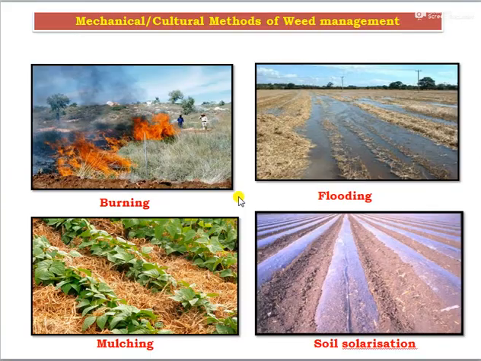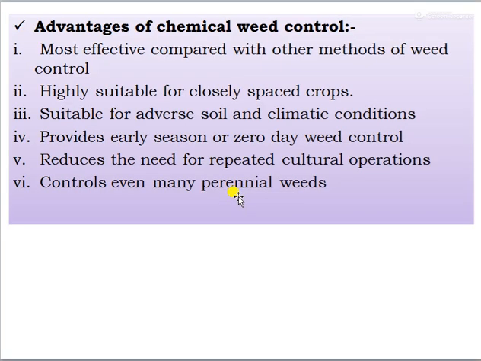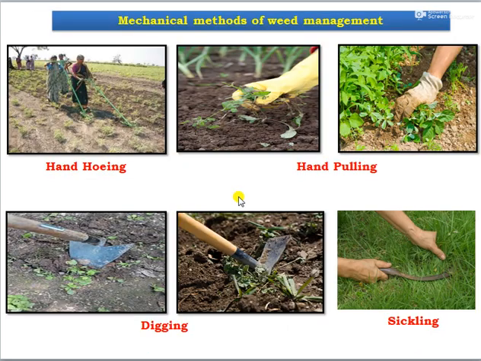We can see the next one, the mechanical methods of weed control, as we have seen in detail. You can see the photographs. That is hand hoeing in between the rows of the crops, in the standing crop. Then hand pulling, directly uprooting the weeds present in the field. Then digging with the help of a spade or kudri, and sickling with the help of a sickle can control the growth of above-ground weeds.